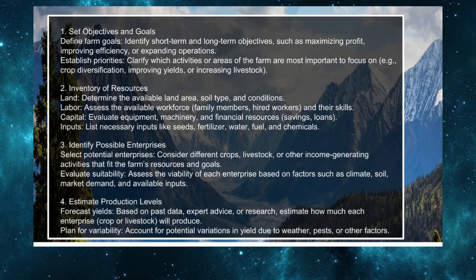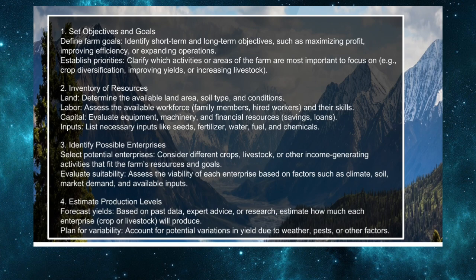The third planning step is introduced: selecting potential enterprises. The farmer must choose which crops, livestock, or income-generating activities are most suitable for the farm's resources and goals. Factors such as climate, soil type, market demand, and production requirements must be considered. This step ensures that all chosen enterprises are practical, feasible, and aligned with the overall farm strategy.